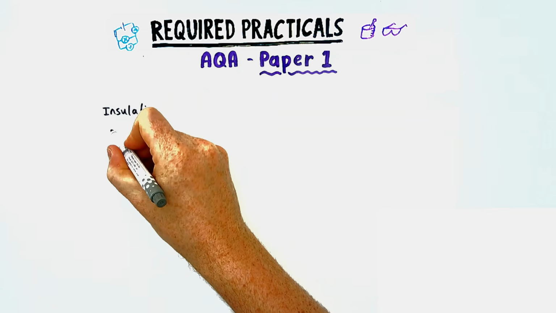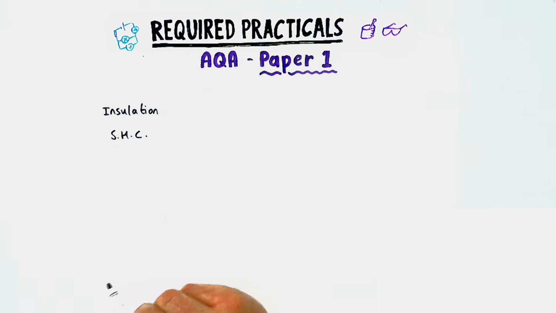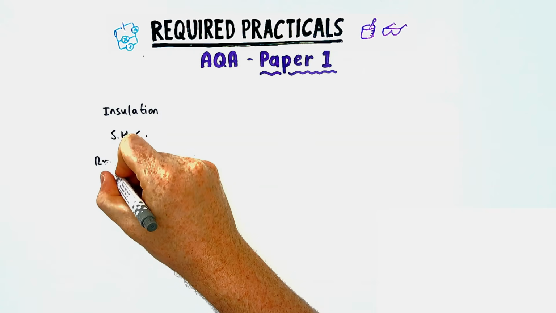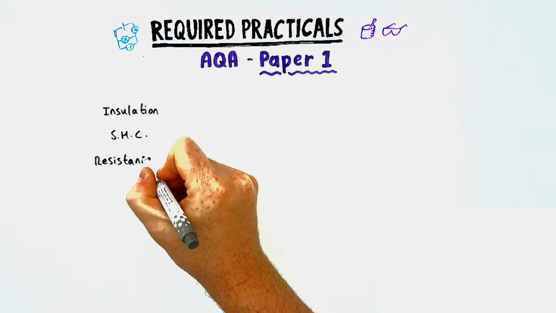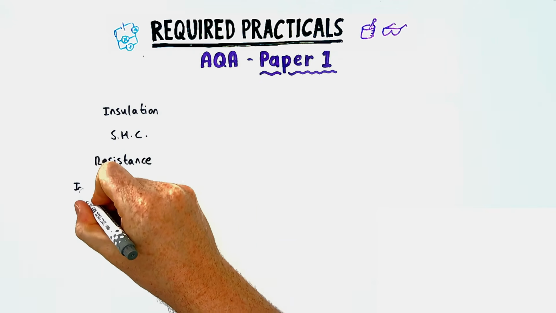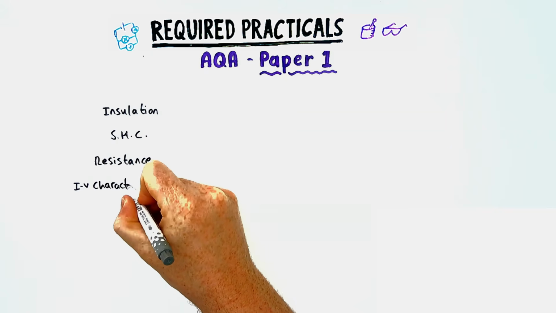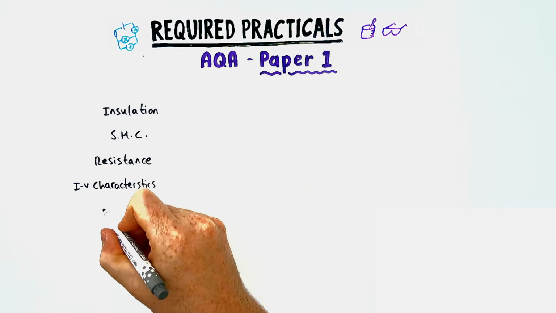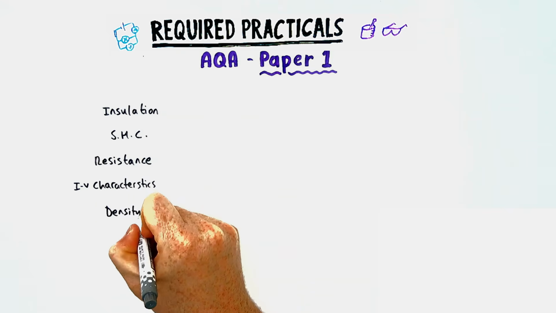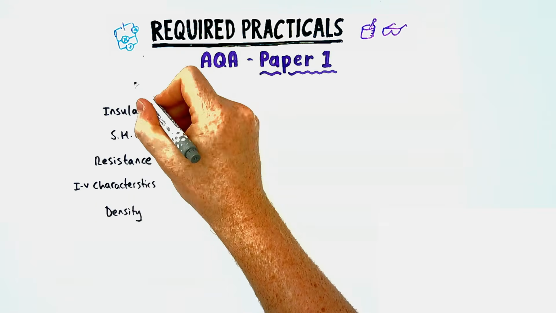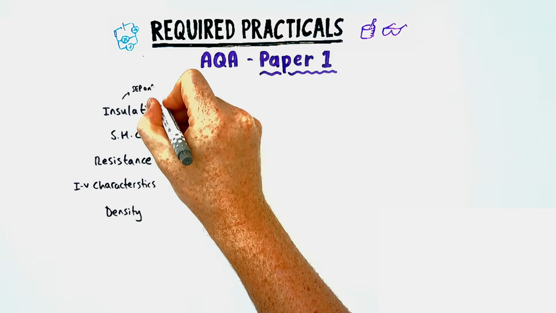Required practicals come up every single year for GCSE Physics. In this video, I'm going to talk you through all the ones you need to know for AQA Paper 1. So those include insulation, specific heat capacity, resistance of a wire, current voltage characteristics, and density. The first one, insulation, is a separate science-only one, so I'm going to leave that till the end.